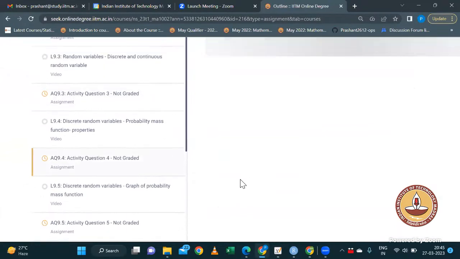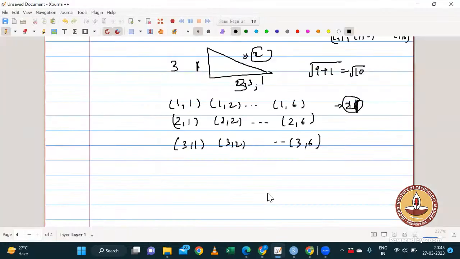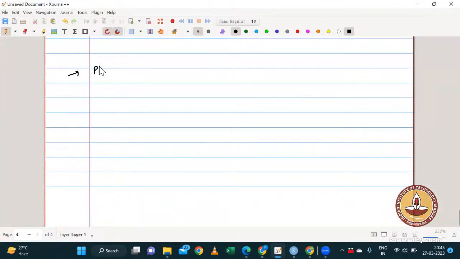Okay, let's move to the next. What about this one? Before going to the question, can any one of you tell me what you understand by the meaning of PMF? What is this basically? Distribution of probabilities of a random variable. Good, good. Anybody else? You are right. Its full form is probability mass function.